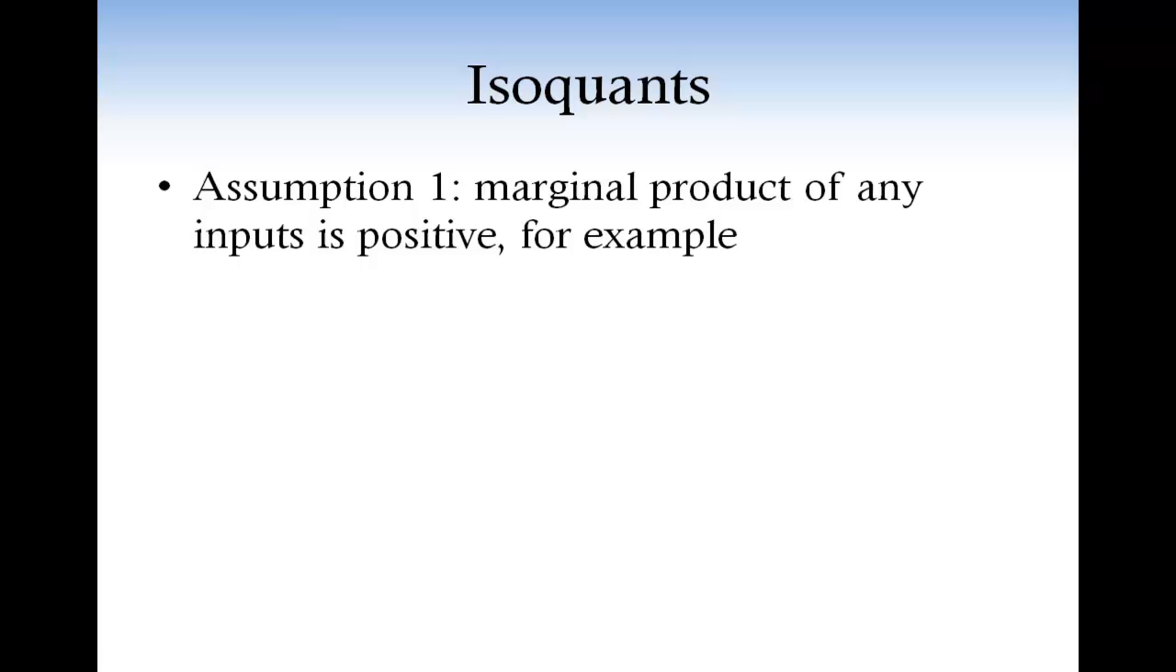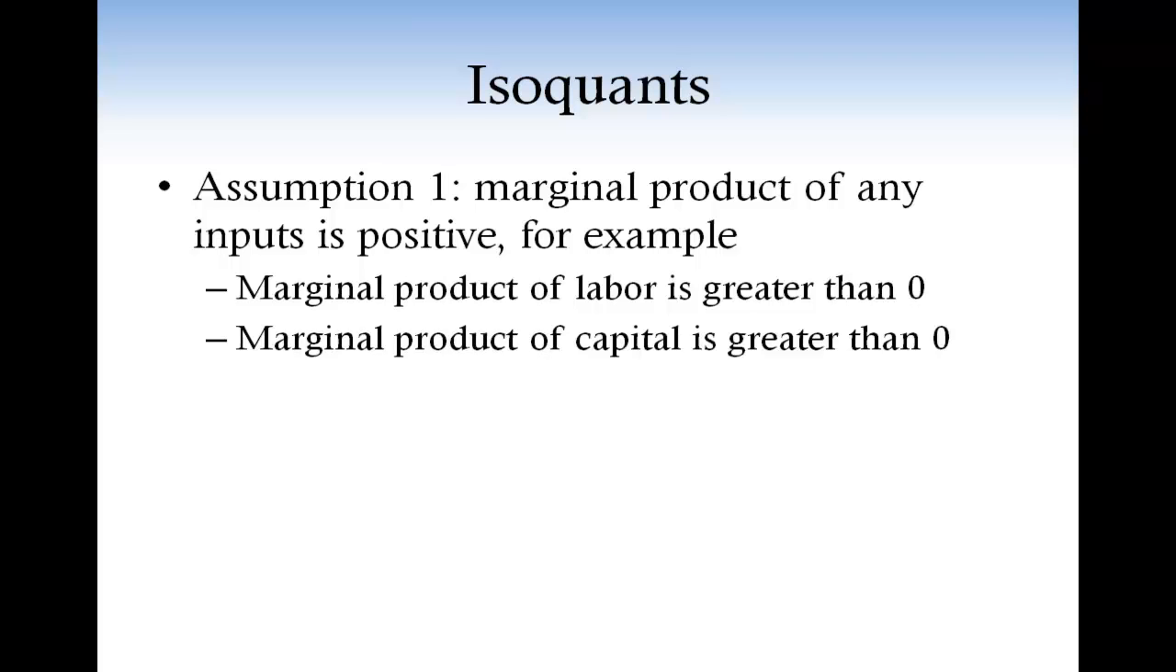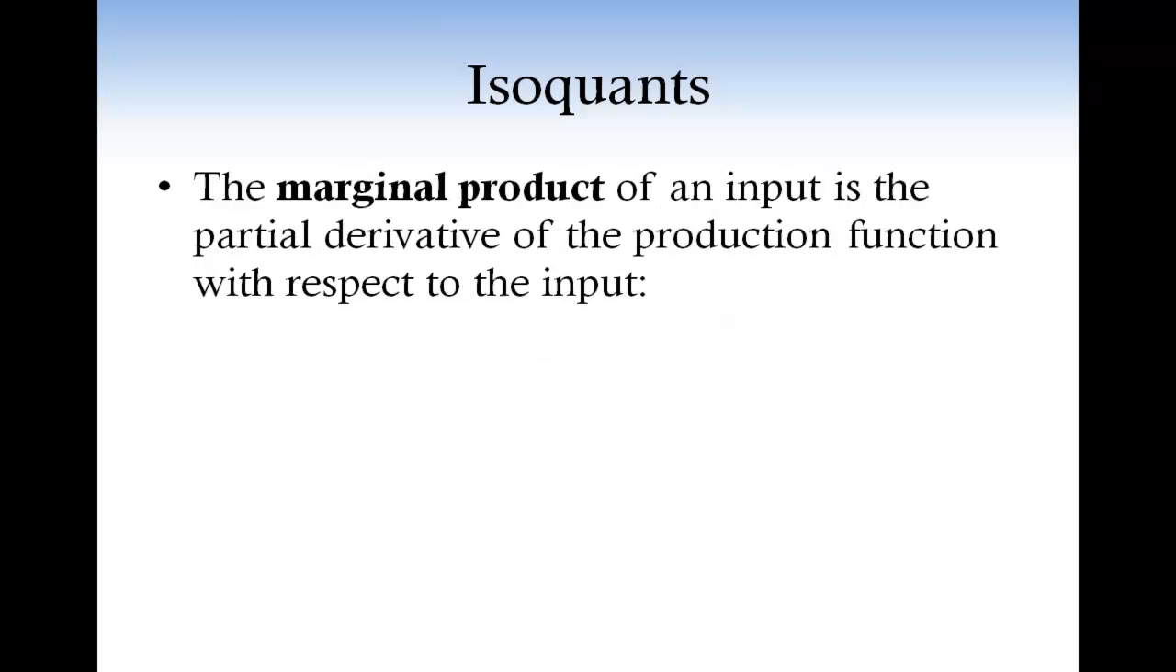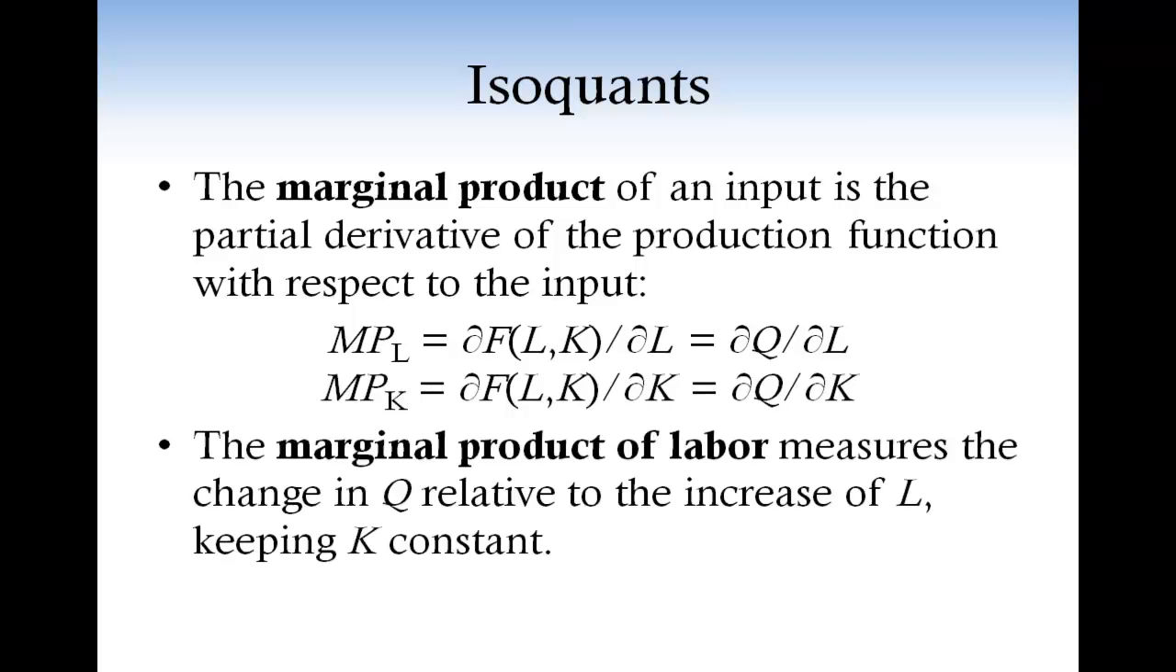A very basic assumption on the production function is that the marginal product of any input is always positive. So the marginal product of labor is positive and the marginal product of capital is positive. Wait, what is the marginal product of labor and capital? Okay, the marginal product of an input is the partial derivative of the production function with respect to that input. So the marginal product of labor is the partial derivative of the production function with respect to labor. And the marginal product of capital is the partial derivative of the production function with respect to capital.